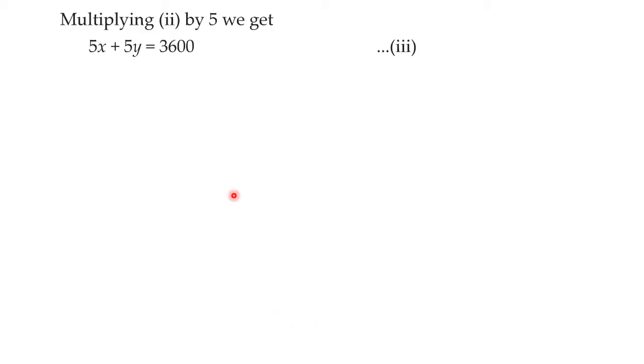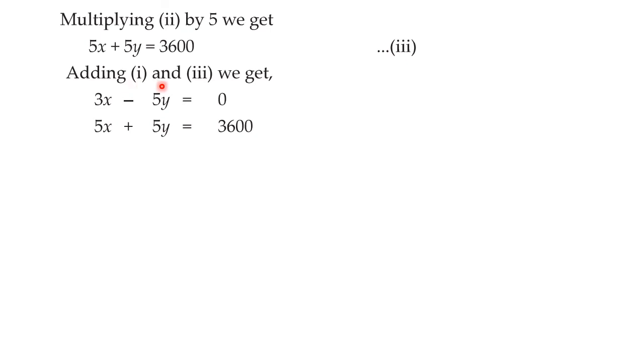What is done is multiplying the equation by 5. Why is it multiplied by 5? Because the signs are opposite, so simply by adding we get the answer. That is why equation 2 is multiplied by 5, and we got the new equation as 5x plus 5y is equal to 3600. Now in the first equation we have minus 5y and here we have plus 5y. So if we add equations 1 and 3, then the variable y will be eliminated and we will get the value of x. So let us write down: adding equations 1 and 3.